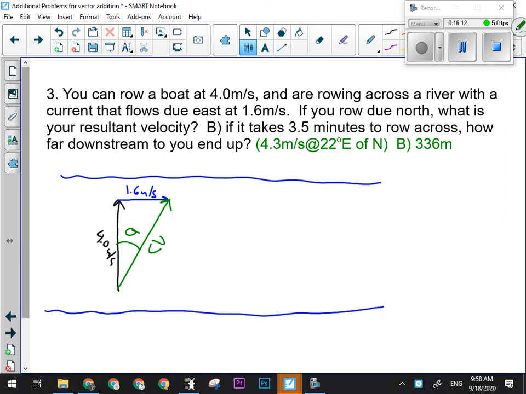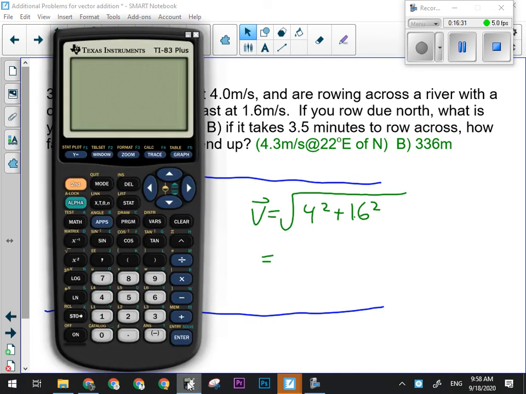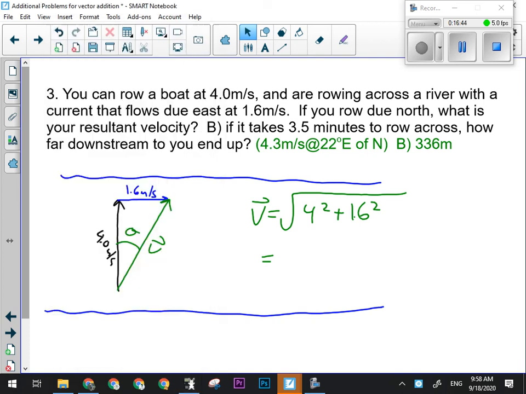Yeah, use the Greek geek. Okay, use Pythagorean theorem here. The magnitude, at least, of my overall velocity is going to be the square root of 4 squared plus 1.6 squared. Doesn't change just because they're velocity vectors. I still calculate them the same way. I drew them the same way. I calculate them the same way. So 16 plus 1.6 squared. Okay, so we're looking at 4.3 meters per second.